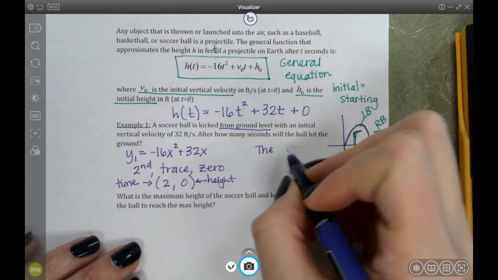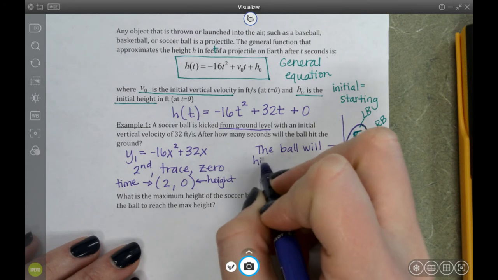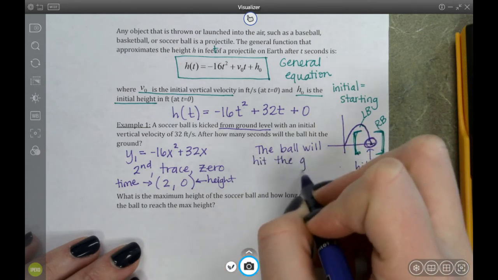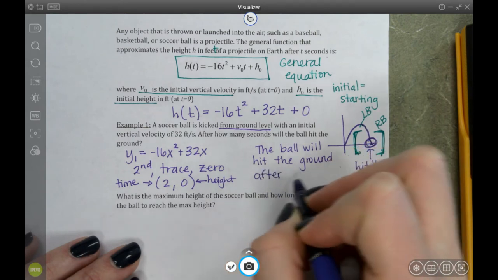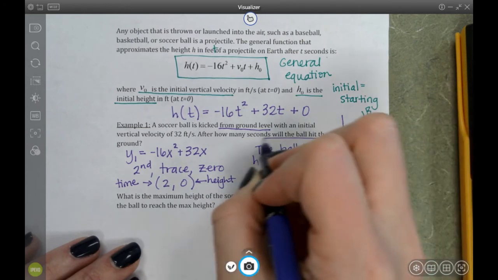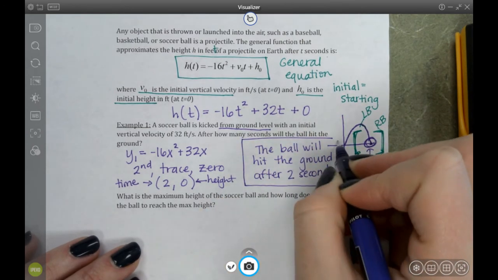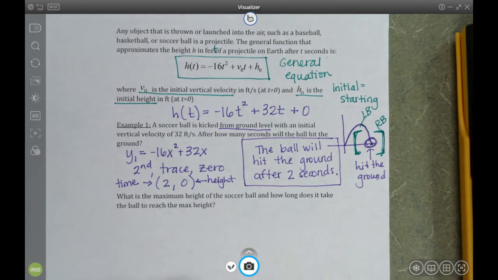So I'm going to write a sentence. The ball will hit the ground after 2 seconds. Okay, the hardest part about all of that is trying to get the left bound and the right bound. But it's really just trying to cut off your graph to be that one little section that you need it to look at.